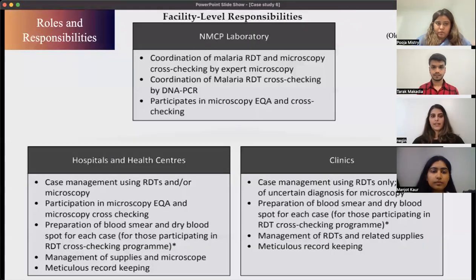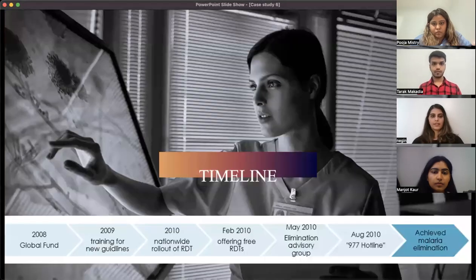In the next slide, I'm showing you some of the roles and responsibilities of different members of the NMCP organization at different levels. Then we will talk about the timeline of the NMCP Swaziland in the next slide.